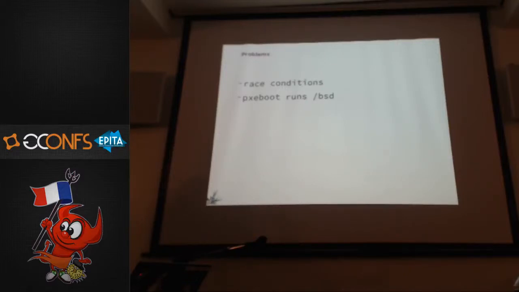because PXE boot always runs the path /BSD on the machines and tries to get them from the TFTP. And if you run multiple architectures or different versions of the BSD kernel, you get in trouble, because maybe there is an ARM BSD kernel file to load, and some other user a second later overwrites it with a new installation, and it's an i386 or an AMD64, and so you can get in conflict.